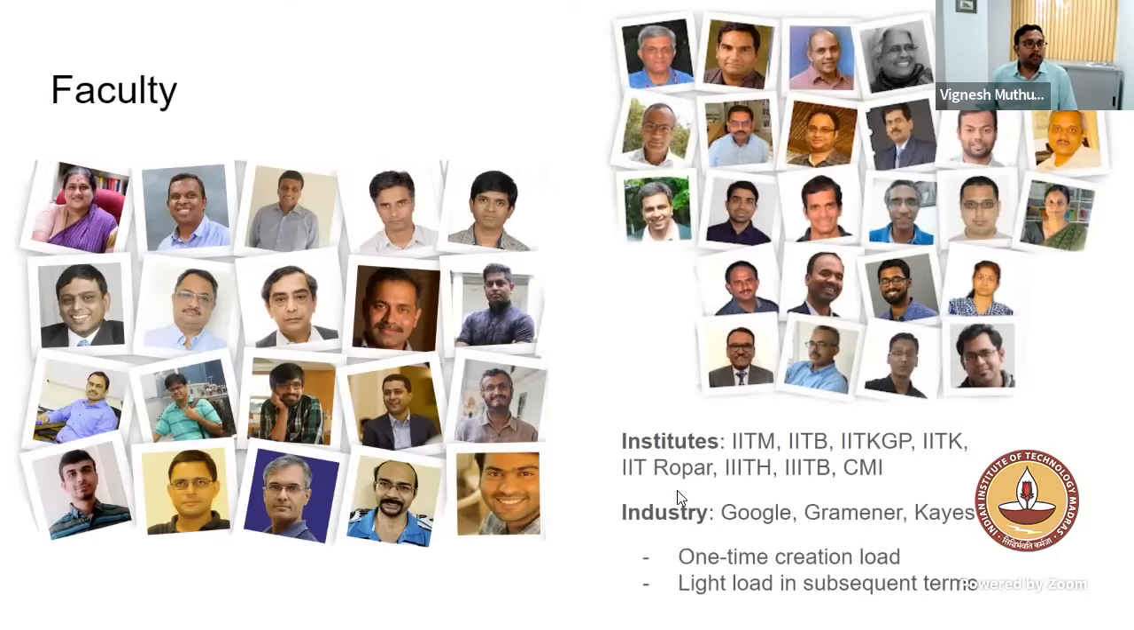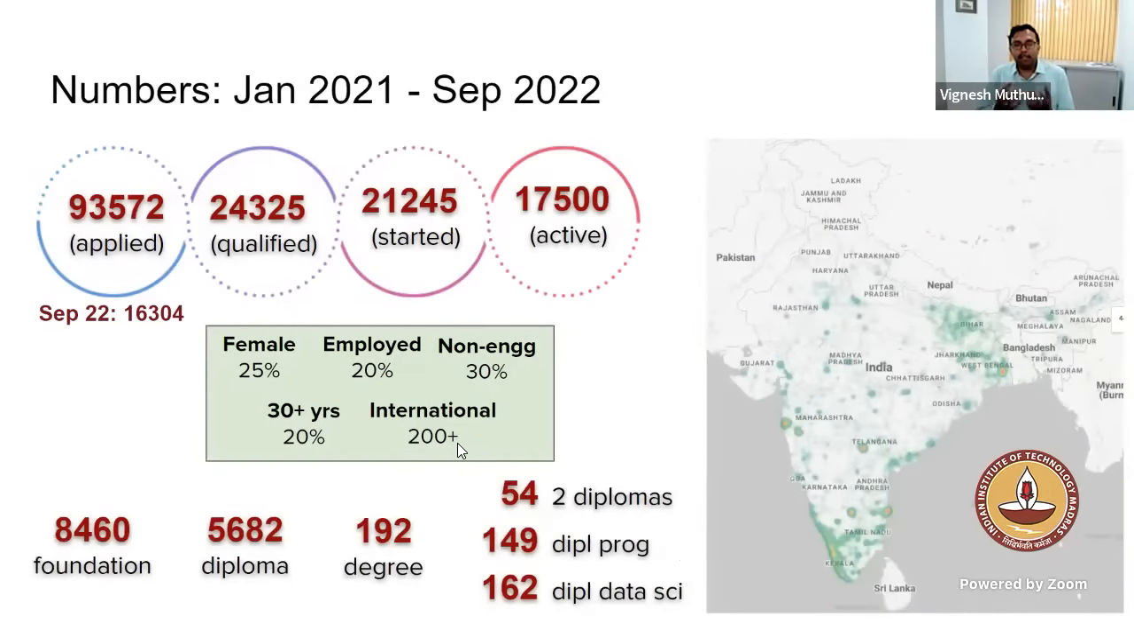Okay, so just to give you an overview of the numbers, we are currently at about 17,500 students, and out of this, around 8,500 are in the foundation level, and about 6,000 are in the diploma level, and roughly 200 have reached the degree level. As I mentioned, the program started only in January of 2021. So it's not even been 2.5 years since it started.